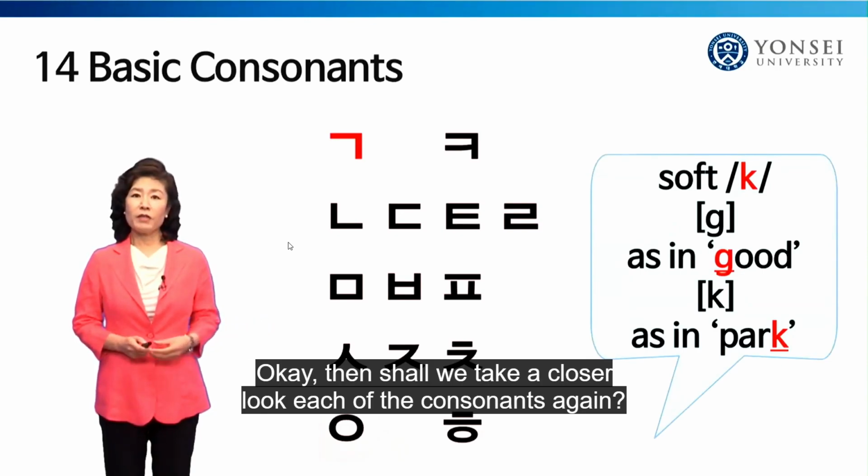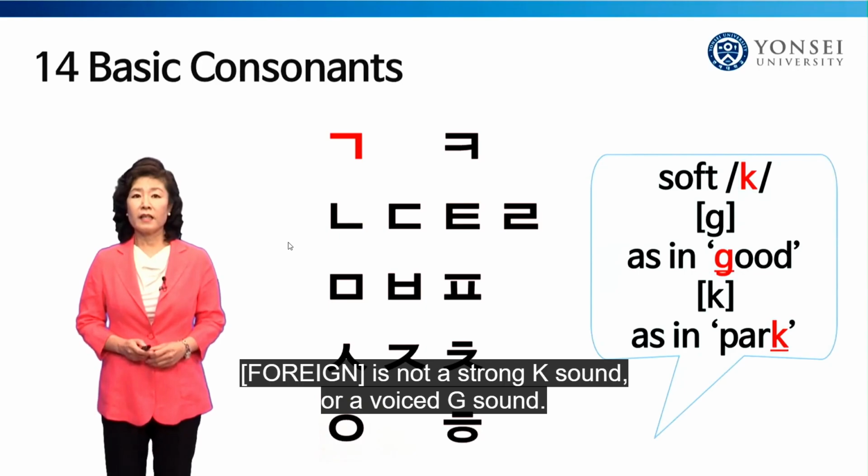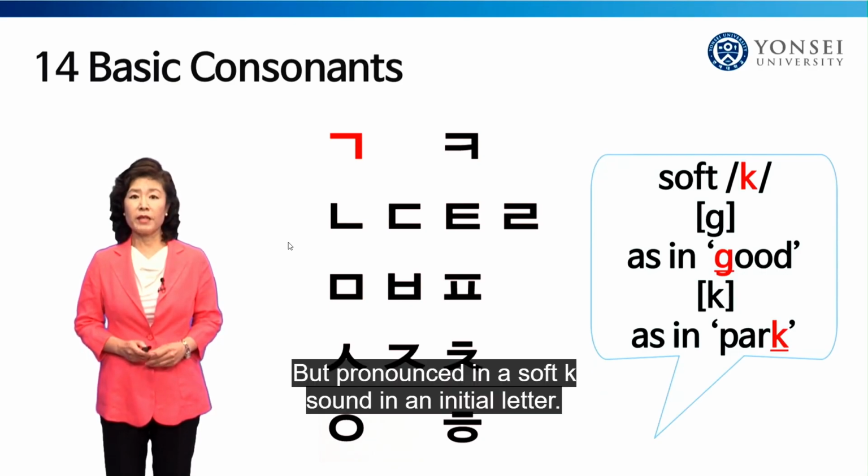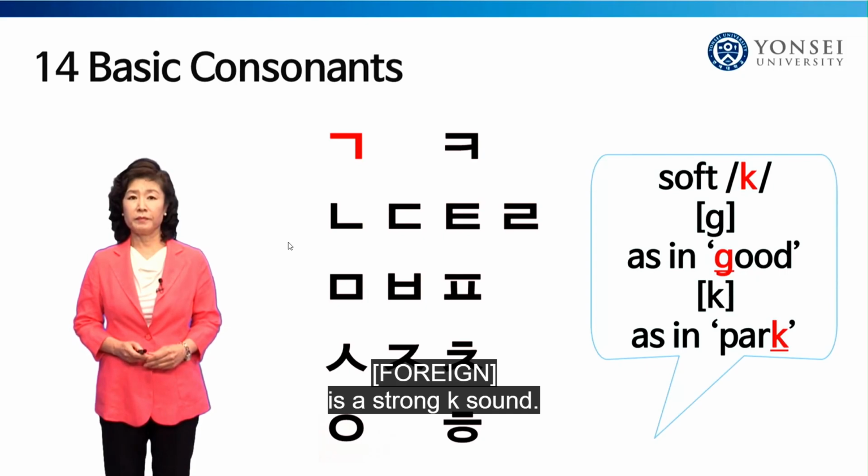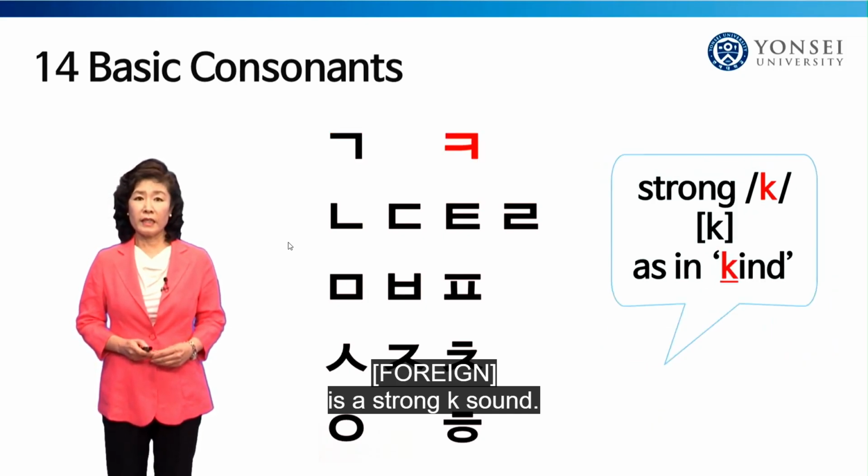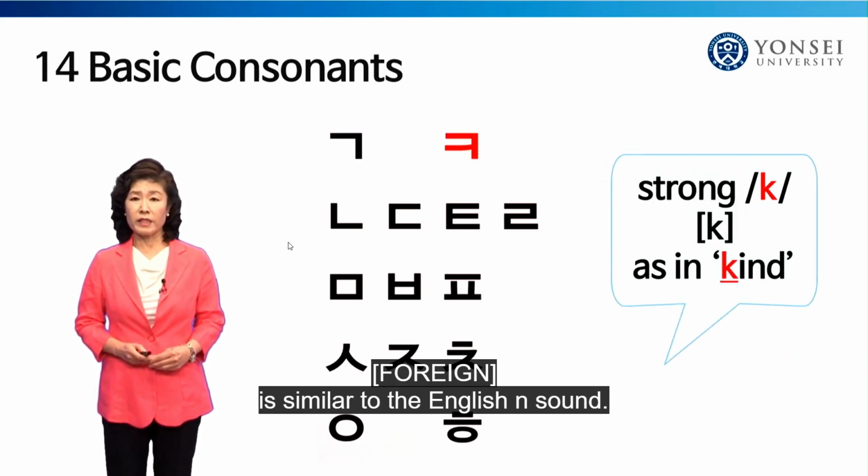Okay, then shall we take a closer look at each of the consonants again? Here is not a strong K sound or a voiced G sound, but pronounced in a soft K sound in an initial letter. Here is a strong K sound.